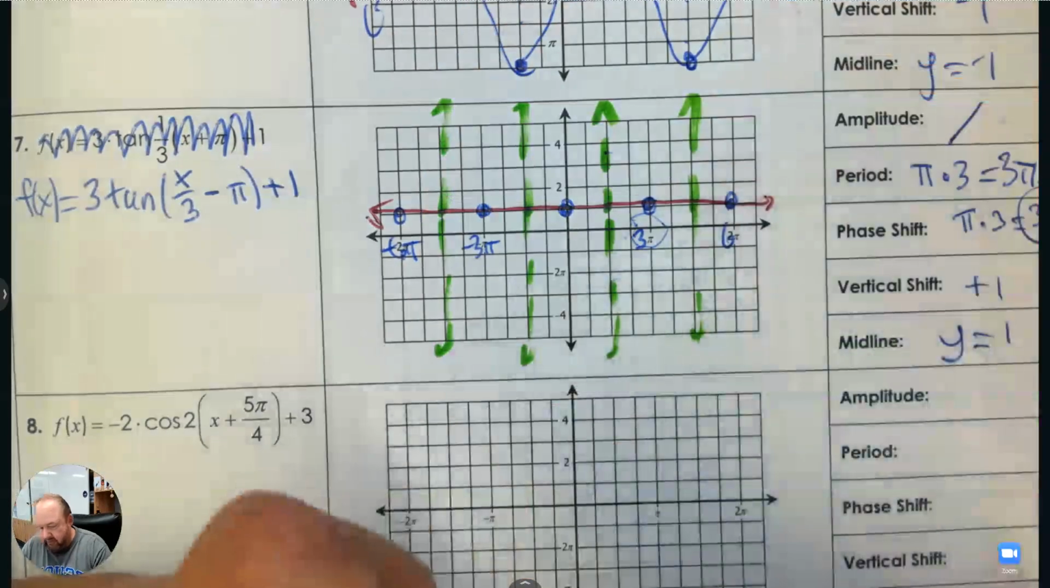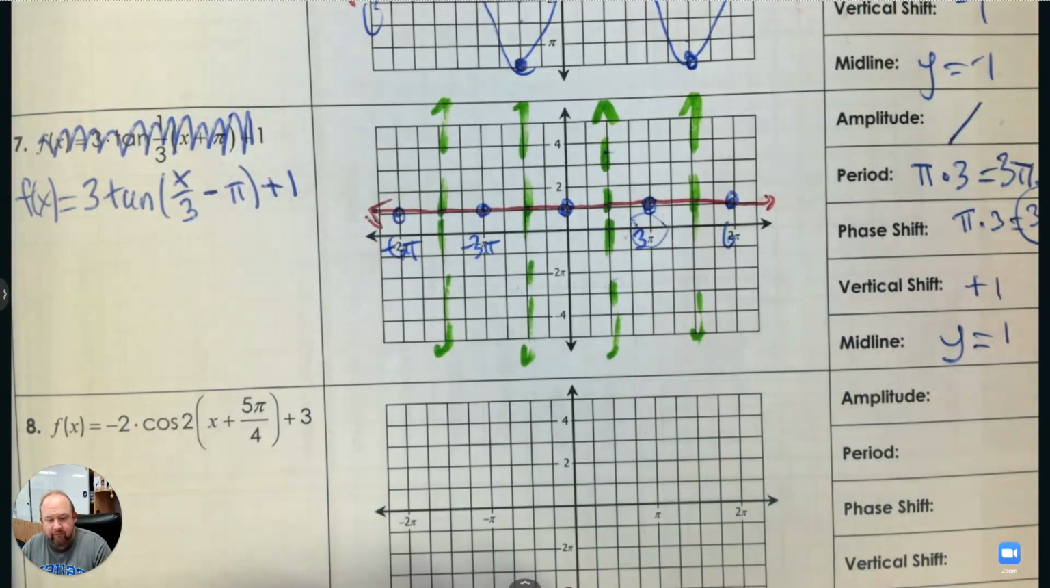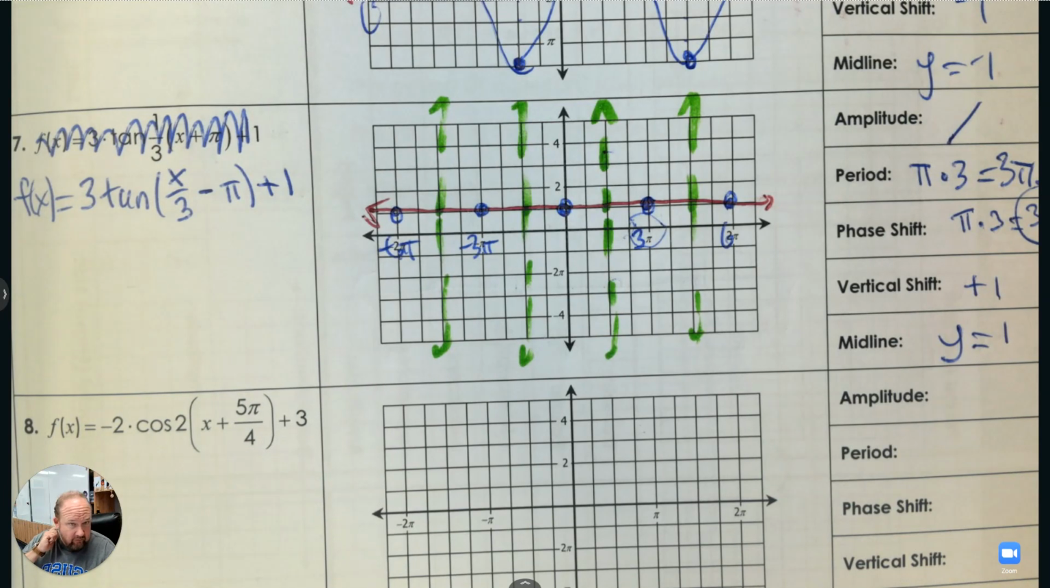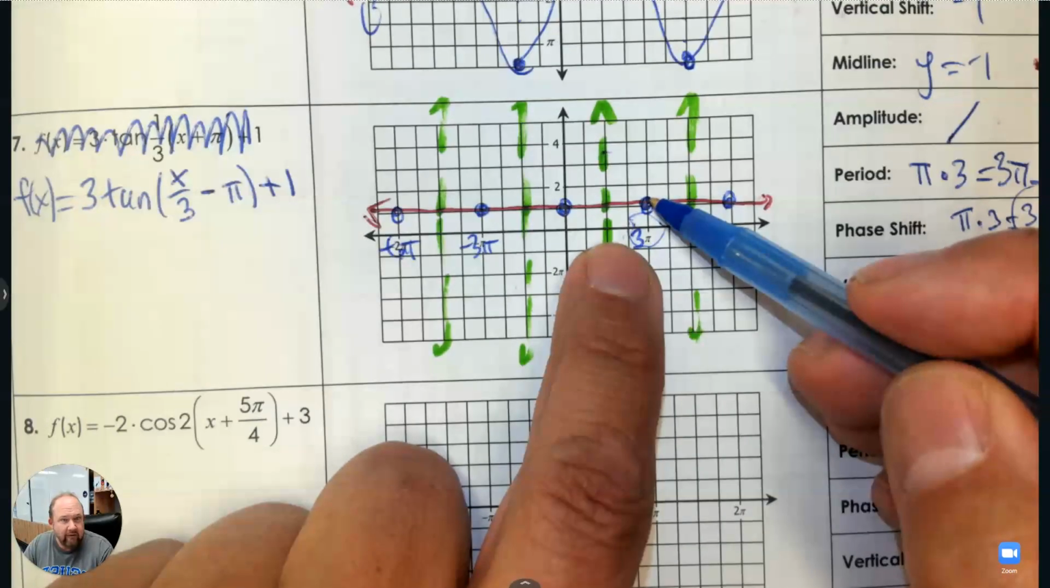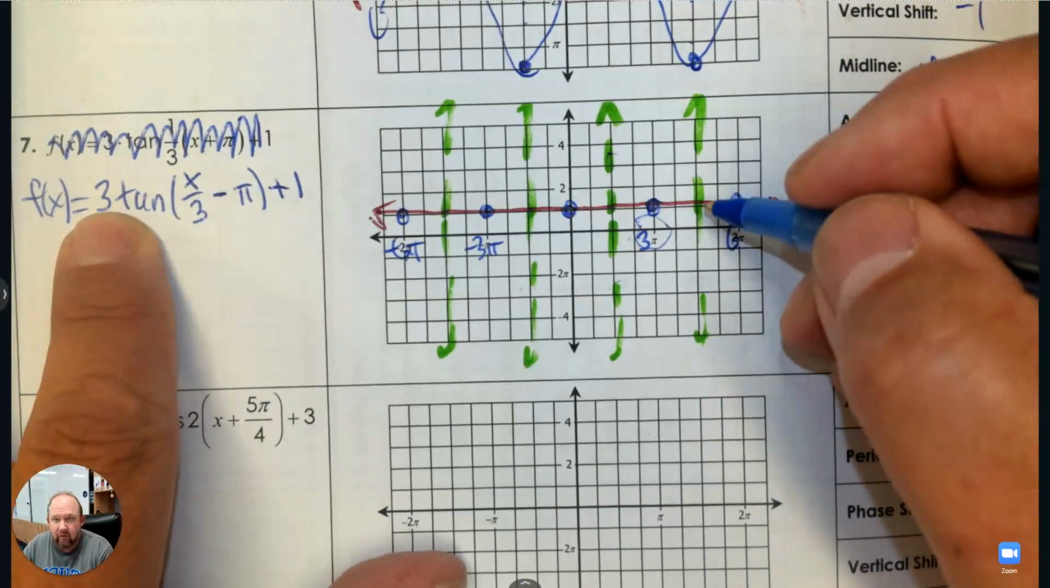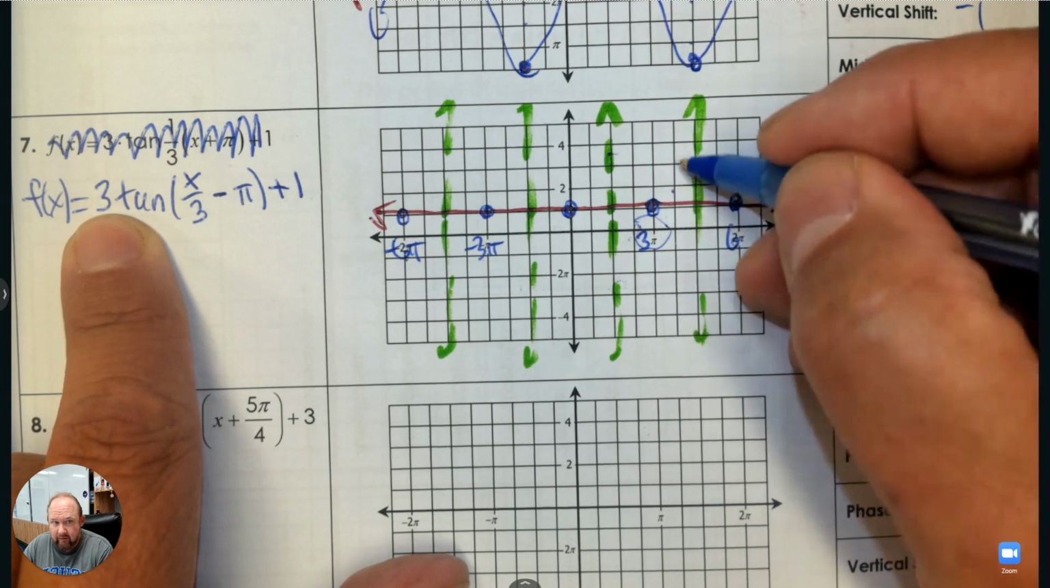And then we're going to finish it off. So again, press pause if you need to. So we have our points of inflection. We have our asymptotes. Go back here. All of these are going to look the same, but we'll go back here. And then 3. So it's positive 3. So to the right, 1, 2, 3.